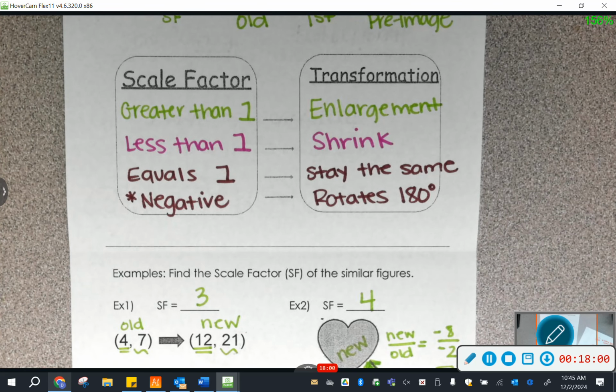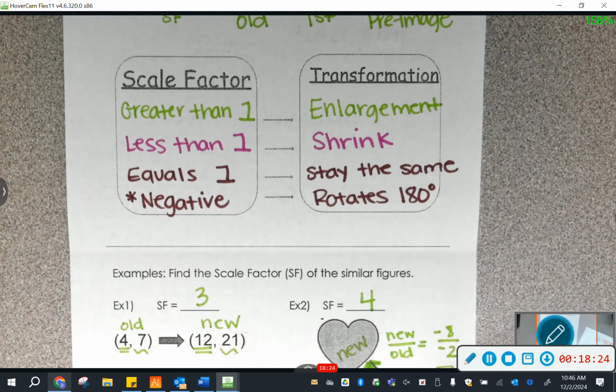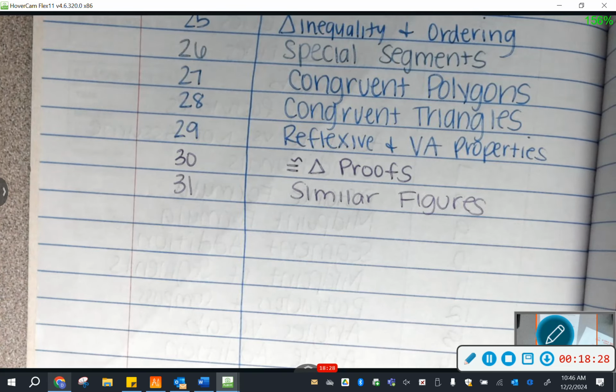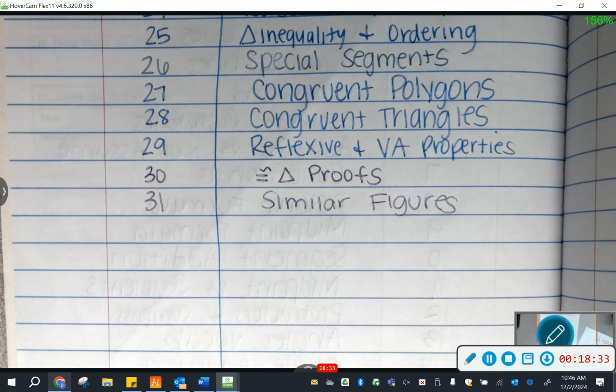All right, you have 15 minutes left in class. What I would like you to do is, around the room there is glue. Please add in page 31 and glue this in. If you do not have glue at your desk, look on the floor. I see some on the floor. Add this to page 31. It's similar figures.